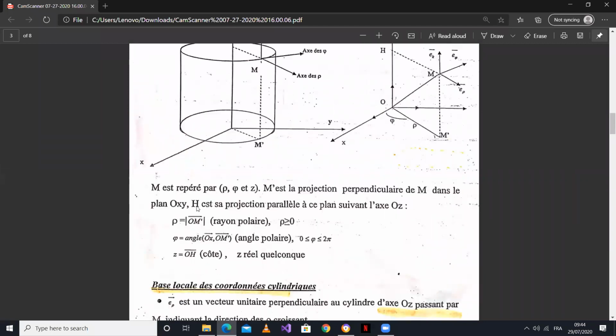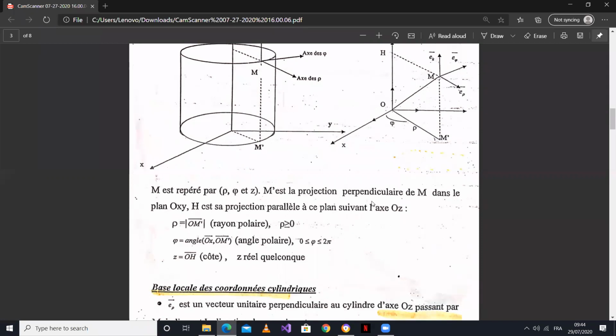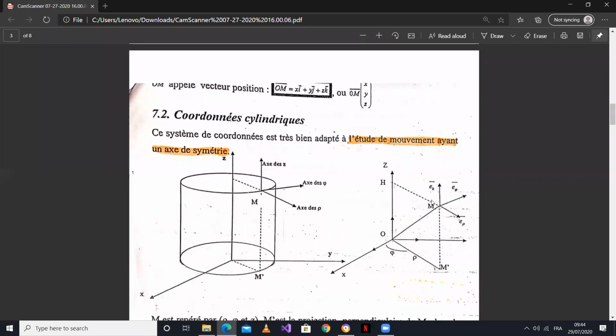Then they tell us H est sa projection parallèle à ce plan suivant l'axe OZ. So this point H is a projection of M on the vertical axis. As I told you, M is being translated up and down this Z axis. We can study it from here if we want, but for precision, we can project it there and take note of exactly how it's moving on this Z axis, because the Z axis is what helps us take note of these translations up and down. So we can project this point M all the way up onto the Z axis and study it with precision and accuracy.